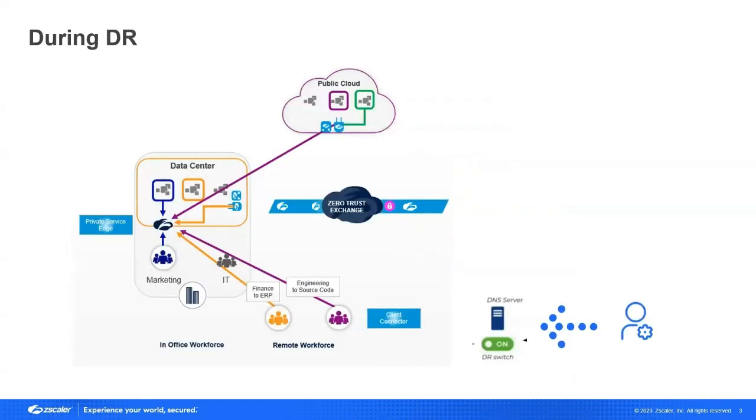Now, during a disaster recovery, the Zero Trust Exchange is down. So basically the admin will log into the DNS server provider and update the DNS text record to trigger the DR. Once this happens, the Zscaler client connectors will talk to the private service edge in the data center. The users from marketing, IT will also talk to the private service edge, and the app connector as well will talk to the private service edge. So the private service edge is our bridge for this disaster recovery.